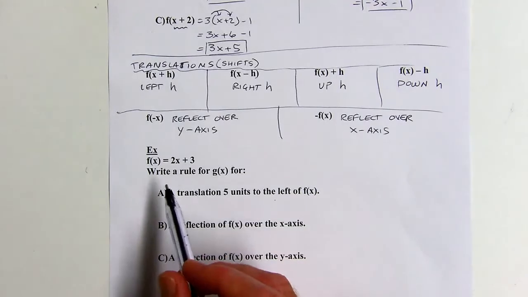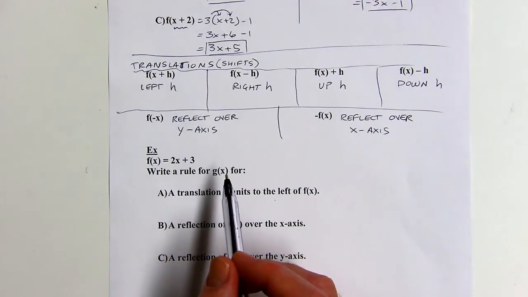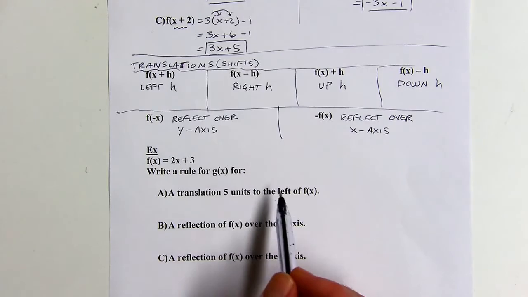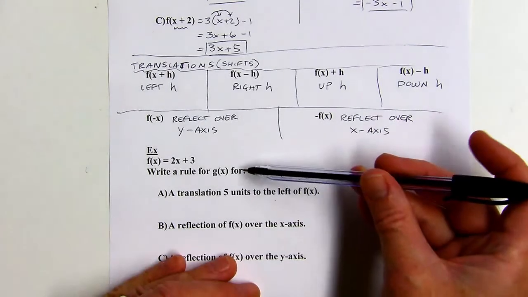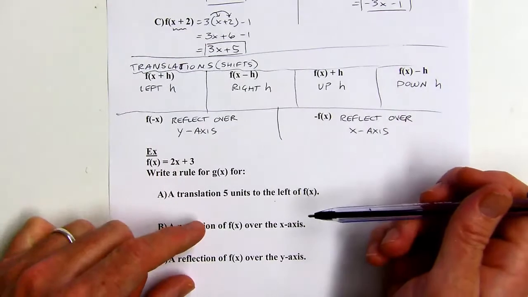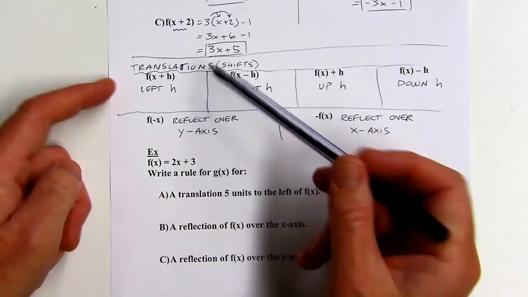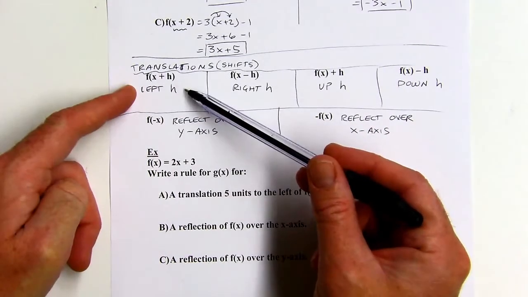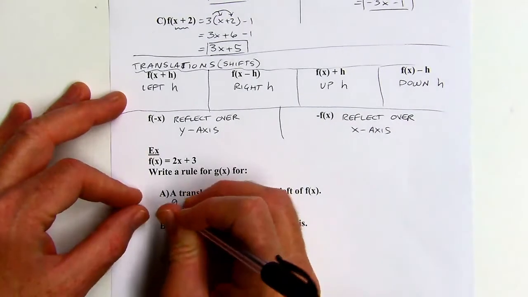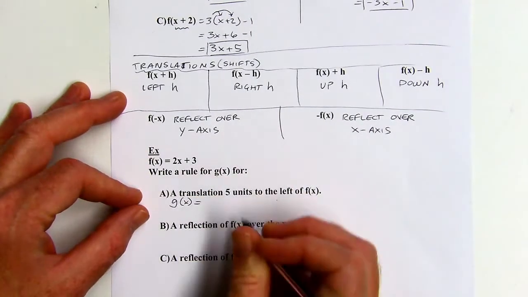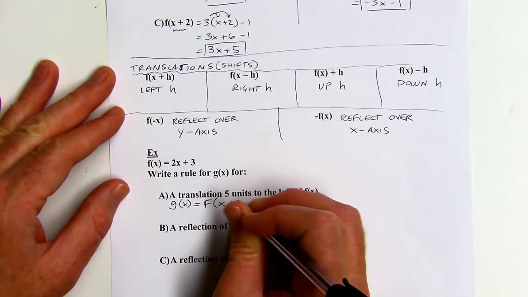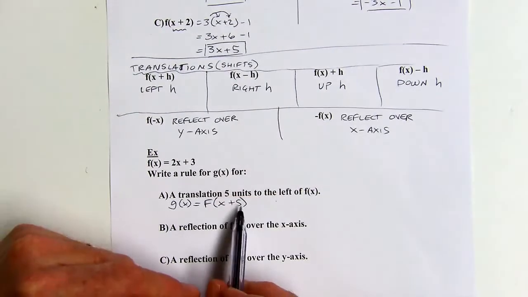This says write a rule for g of x for a translation 5 units to the left of f of x. So I'm going to write a new function called function g, where it's function f, but it's moved 5 units to the left. I'm going to have to add something to the input to move left. So my new function g is going to be f of x plus 5. Adding to the input would move it to the left.